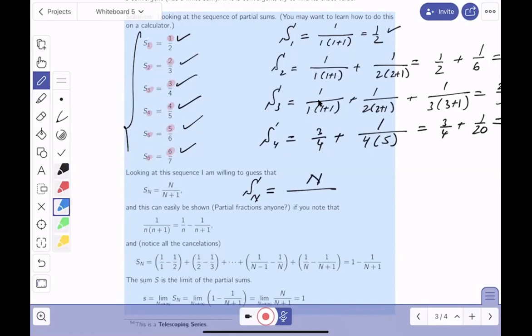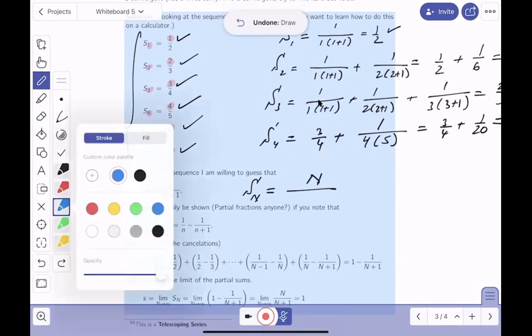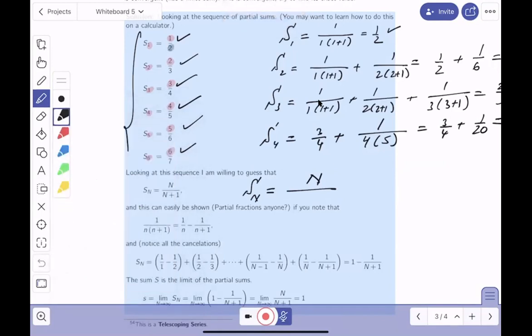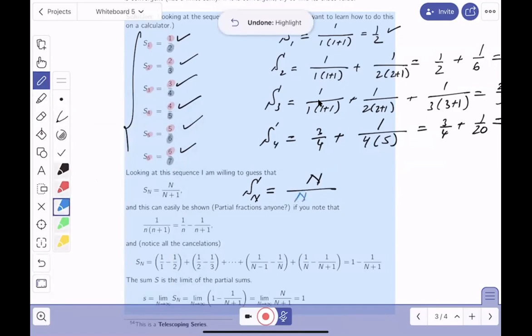Let's look at it. One more than the top, one more than the top, one more than the top, one more than the top, one more than the top. So I'm going to say, hey, probably n plus 1. All right, then the question comes is, what would S infinity be if this is true?